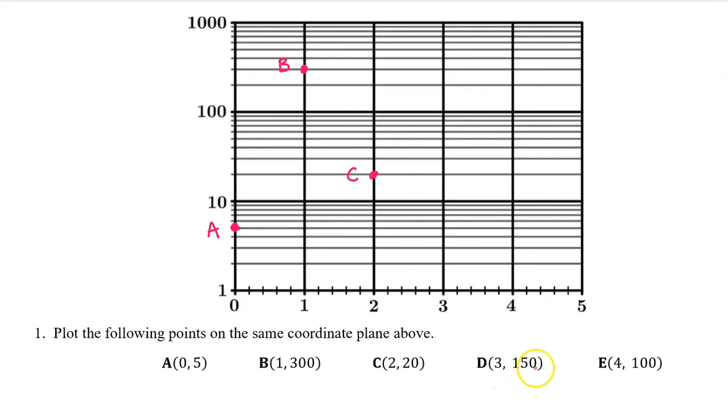3, 150. So here's 3 on the horizontal. We must pass 100, but then we count by hundreds. So the next mark would be 200. So 150 is going to be halfway between 100 and 200. So let's label this as D. And then the point E, 4, 100. So here we are at 4 on the horizontal, and obviously 100 is this line right here. So this is point E.